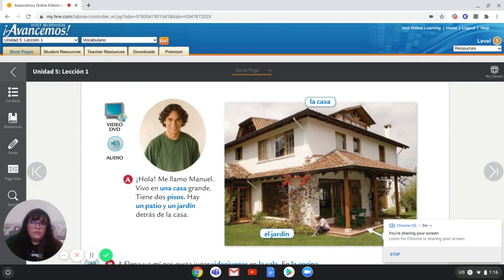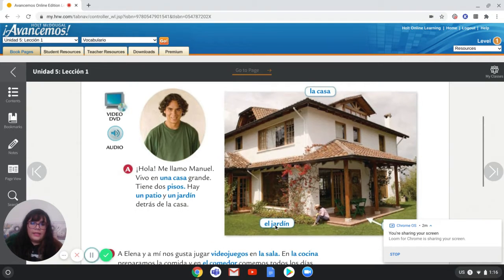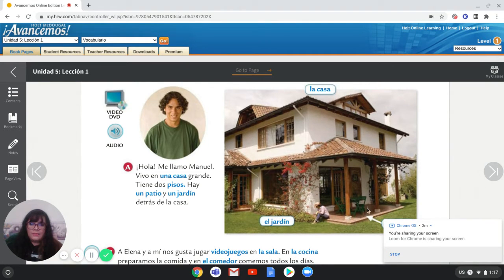So hay un patio y un jardín detrás de la casa. There's a patio, which is a patio, un jardín, which is a garden, and it's behind their house. So, en la foto, es la casa, tiene 2 pisos, so piso 1, piso 2. There is a jardín, or a garden, aquí, and they have a patio, aquí también, y una mesa y sillas, y otras cosas, and other things.